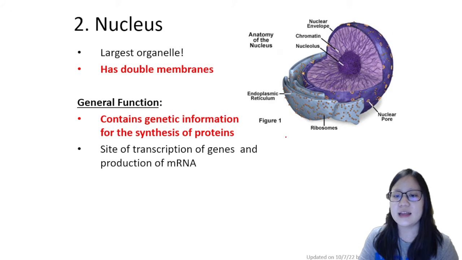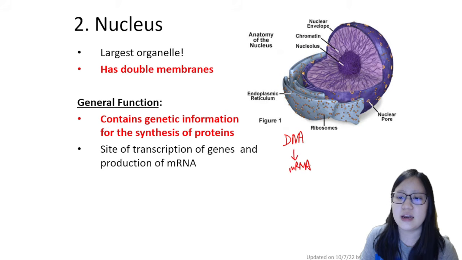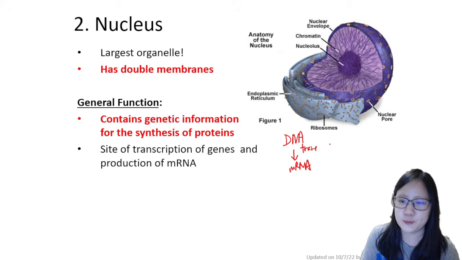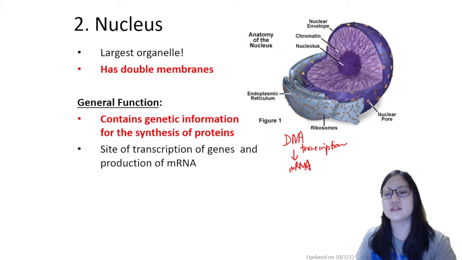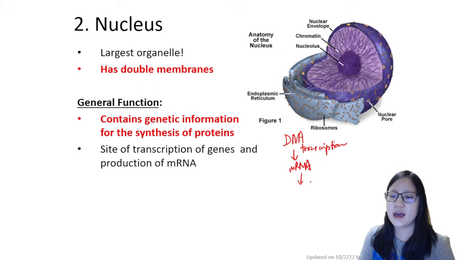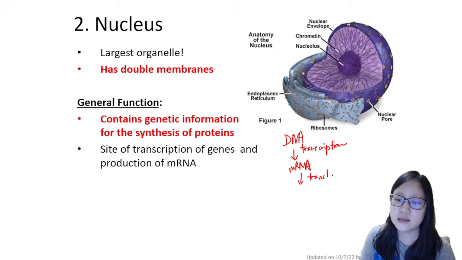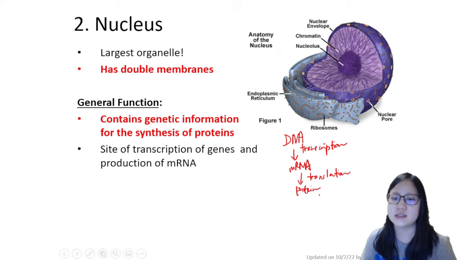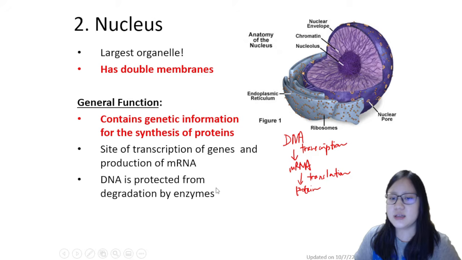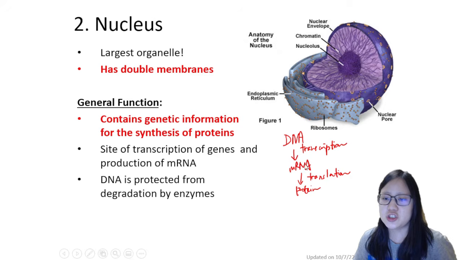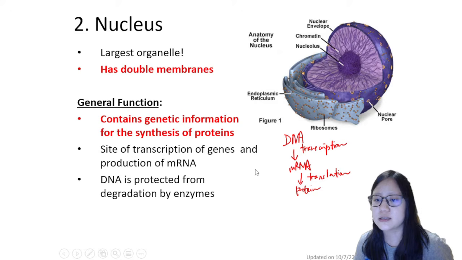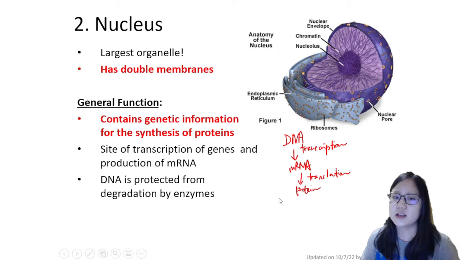Now, the DNA inside the nucleus is transcribed into mRNA. That is a new word for you. It undergoes a process of transcription. It gets converted to mRNA, and this mRNA is then translated into proteins later on in the cell, not in the nucleus, but somewhere else in the cell. The DNA, as I mentioned just now, is in the nucleus and protected inside. Now, that's not it. This is a general function.